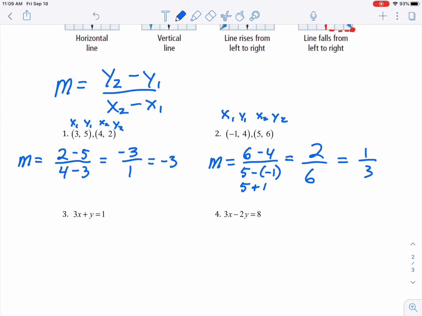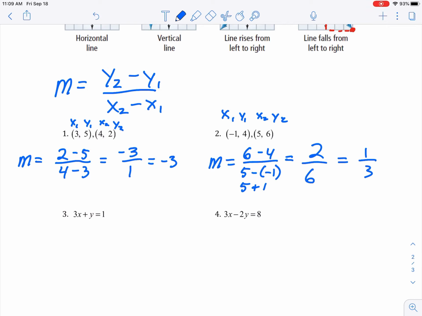Now we look at the next one. We're given an equation of a line, a linear equation. That is where a y and an x are in the equation. They're both to the first power. That's the definition of a linear equation. All right, so let's take a look at this. How do we get the slope out of this one?